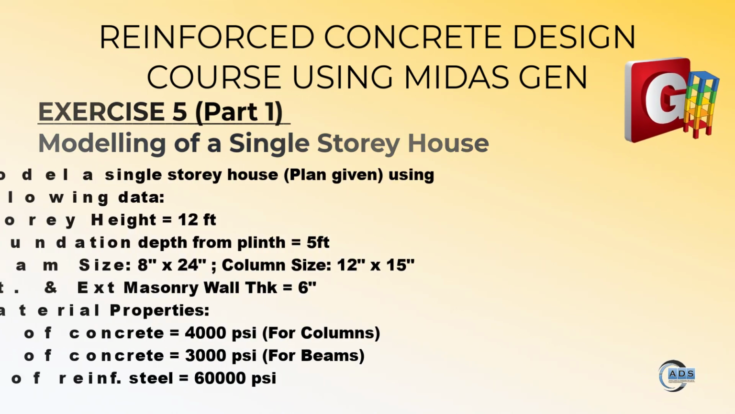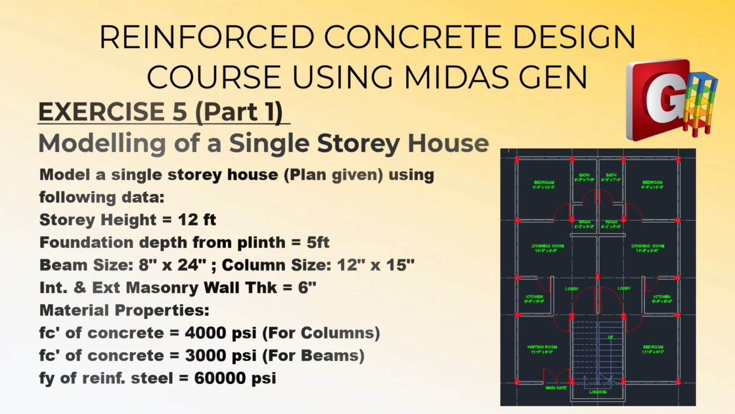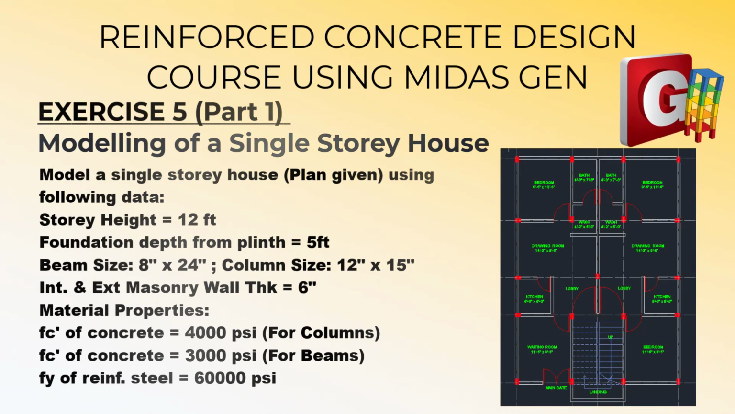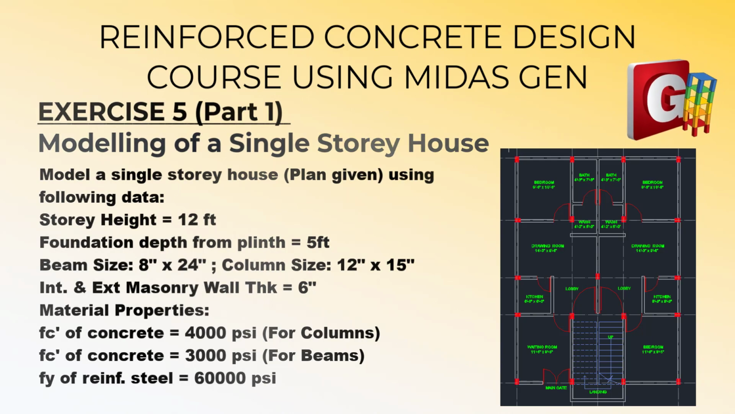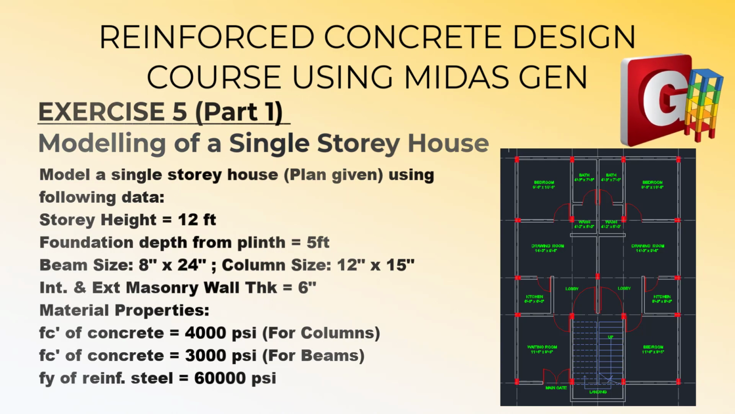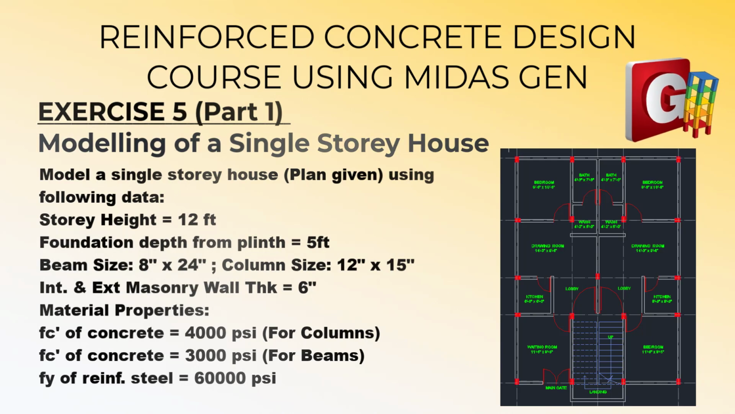The problem statement is, model a single-story house using the following data. Story height is 12 feet, foundation depth from plinth level is 5 feet, beam size is 8 inches by 24 inches, column size is 12 inches by 15 inches, interior and exterior masonry wall thickness is 6 inches. The material properties are compressive strength of concrete for columns is 4000 psi and for beams is 3000 psi. Yield strength of reinforcement steel is 60,000 psi.